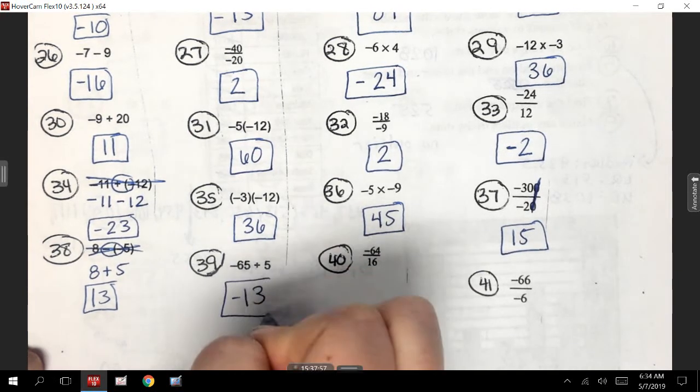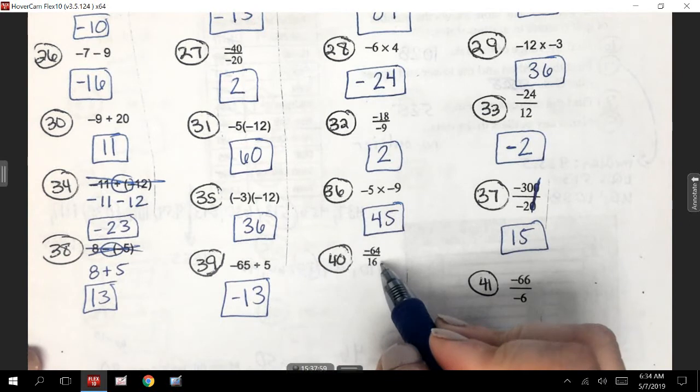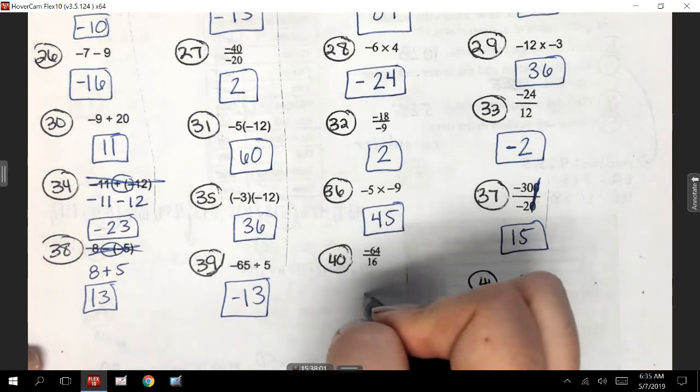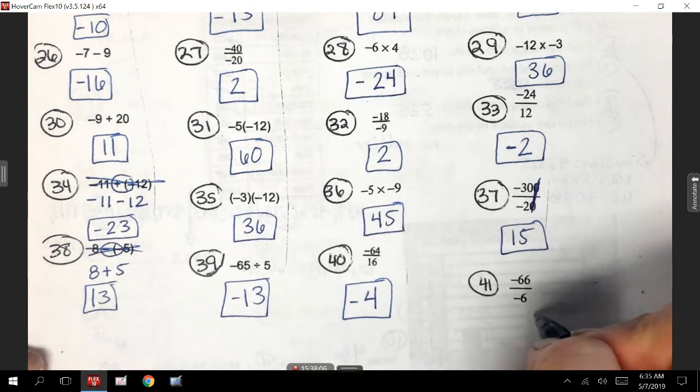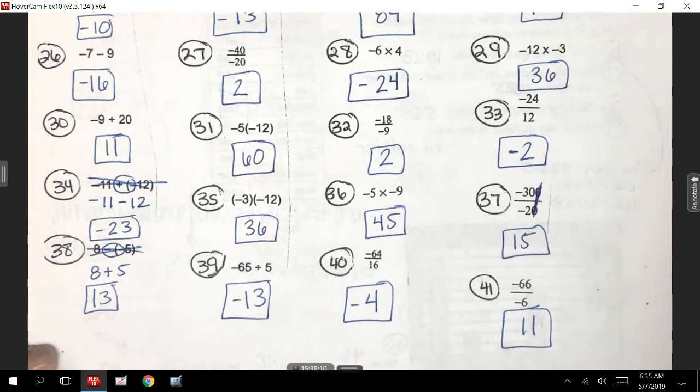They have different signs, so it's negative. 64 divided by 16 is 4, and it's a negative because they have different signs. 66 divided by 6 is 11. It's positive because they have the same sign.